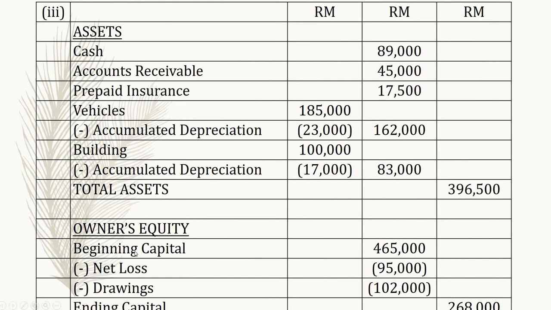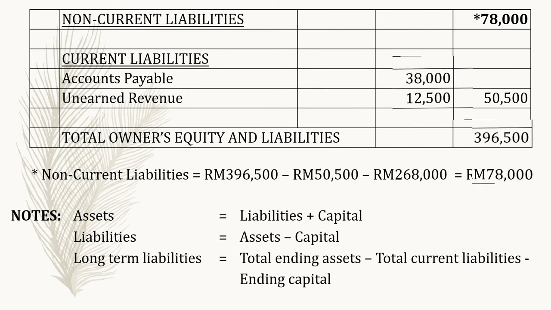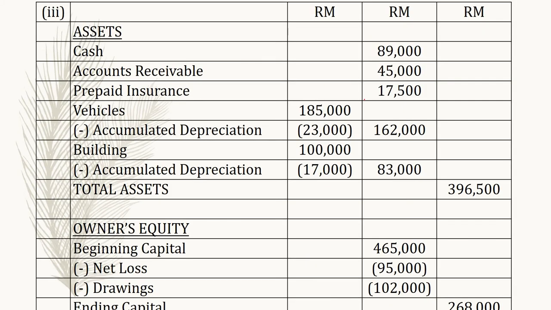So as you can see here, this is how I came out with my ending capital. My asset amount is 369,005 ringgit. So I have my beginning capital earlier, I minus it with my net loss, and I minus the drawing as well. So we have our ending capital, that is 268,000.